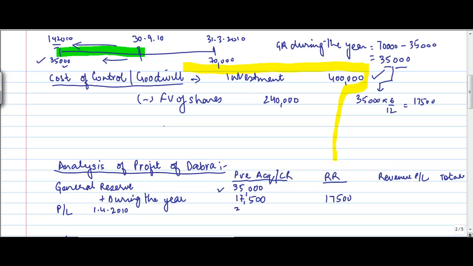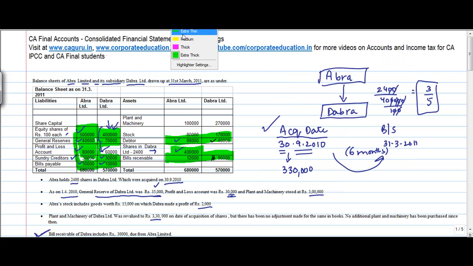1/4/2010, 30,000, 15,000 for 1/4/2010 to 30/9/2010, which is the pre-acquisition date, and 15,000 goes to the revenue profit and loss account. Done? So what I achieved out of this was, I have cleared this also, I have done this, I have done this.